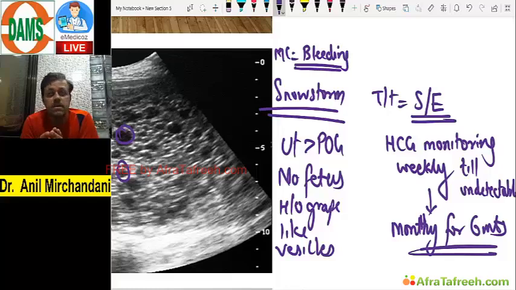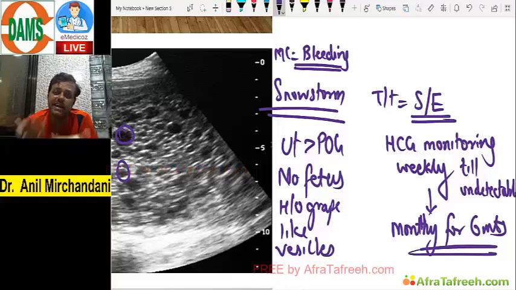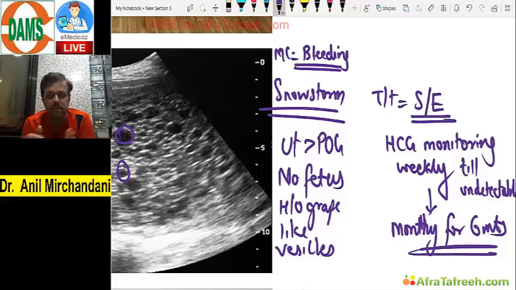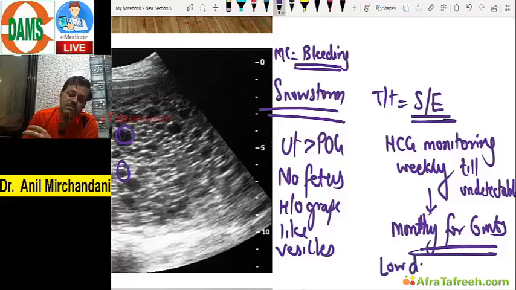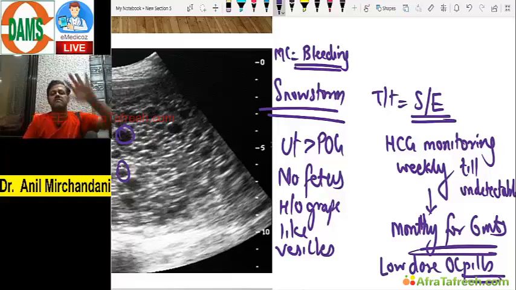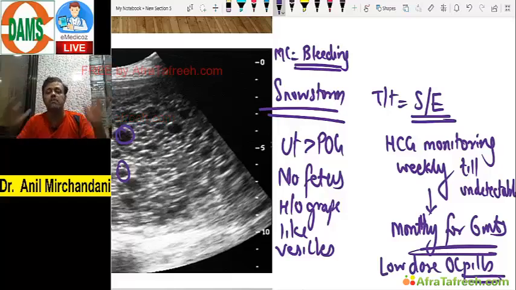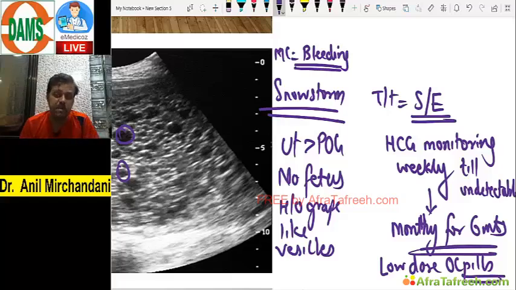Why, sir? If you become pregnant again within 6 months, then your HCG will rise again. And I will get confused whether this HCG is from new pregnancy or from the cancer which has arisen from molar pregnancy. So remember this thing. She has to be advised contraceptives for 6 months, low dose OCPs. I'm not going into classification of complete mole and partial mole, but remember, even for partial mole, the treatment remains the same. Suction and evacuation, HCG monitoring weekly till undetectable, monthly for 6 months, low dose OCPs for 6 months.